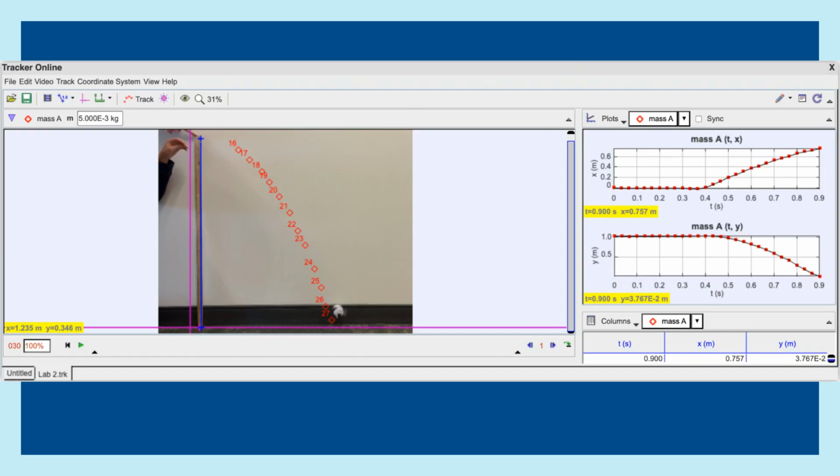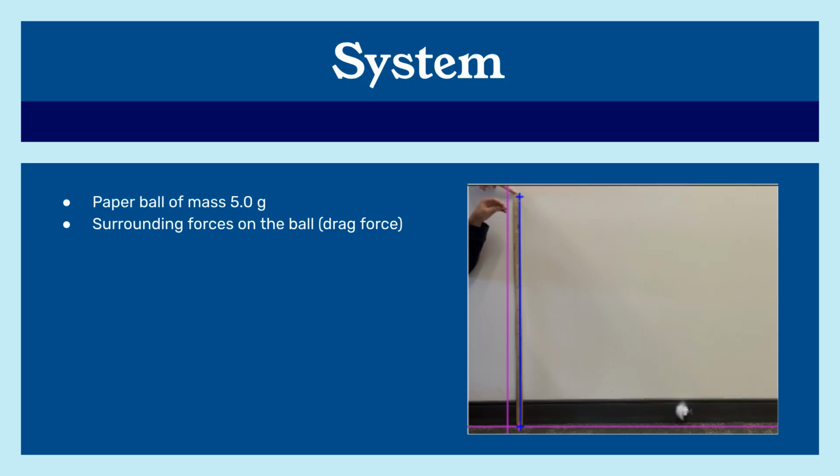So this is just an image from my Tracker app, and it has the motion of the ball, and I have about, I believe, 15 or so points while the ball is in motion. So for the system, we have the paper ball, which is a mass of 5 grams, and then surrounding forces of the ball, such as drag force.